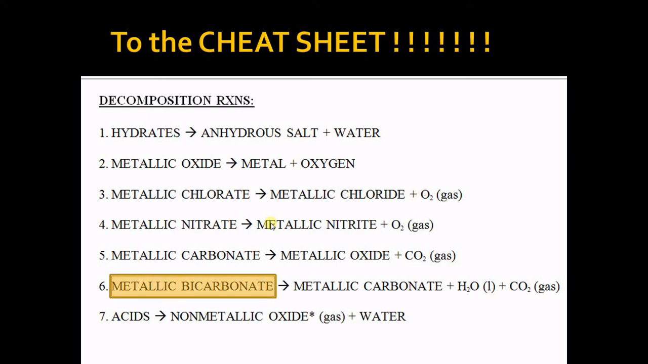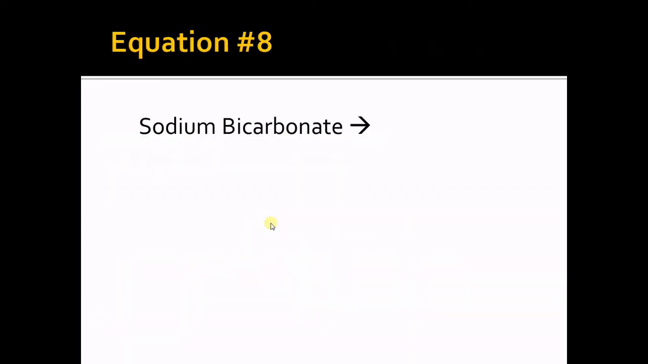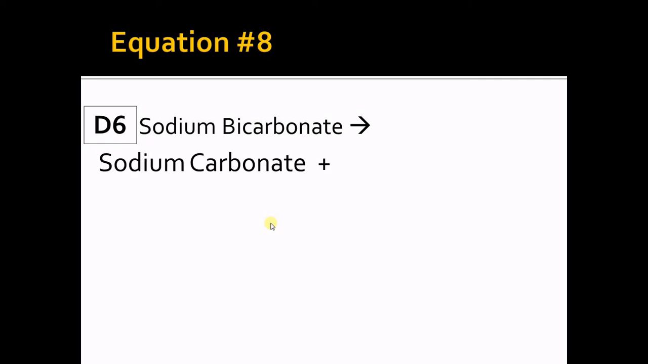You have a metallic carbonate. So again, here's where our ions come into play. Plus H2O, which is just water, and plus CO2 gas. So keep that in mind as you go back to your notes. Write in the reaction type and category. Metallic bicarbonate is going to be decomp number 6. And your products, you're going to have your metallic carbonate. So metallic being sodium for this one. Sodium carbonate plus water and plus carbon dioxide.